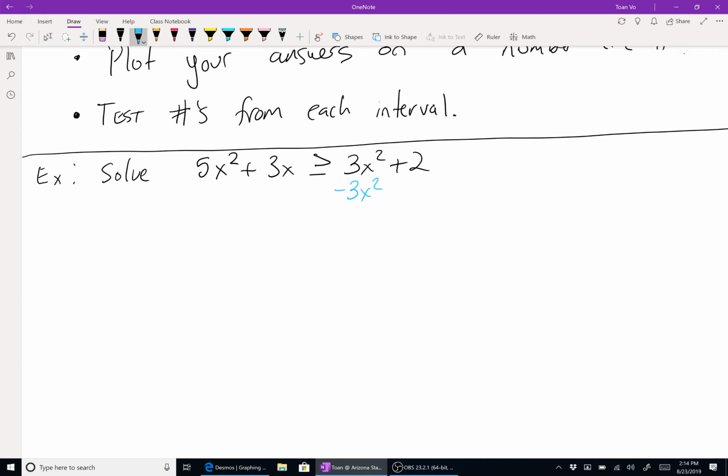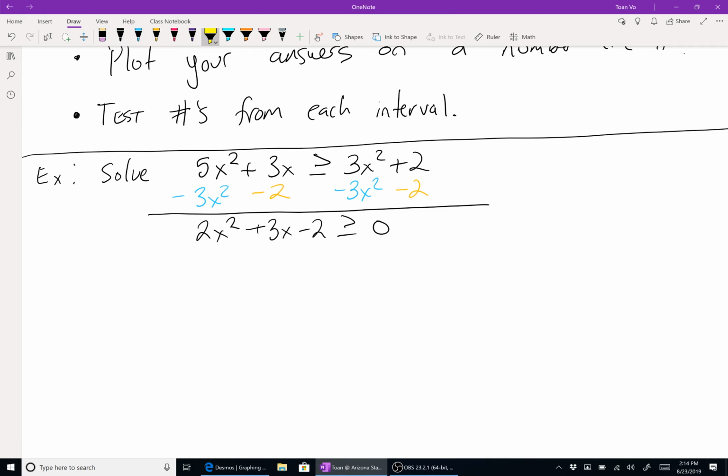Minus 3x squared and minus 2. 5x squared minus 3x squared is 2x squared. And 3x minus 2, they're not like terms, so you just leave them separate. Plus 3x minus 2. So now the first bullet point is achieved. We've got 0 on one side.